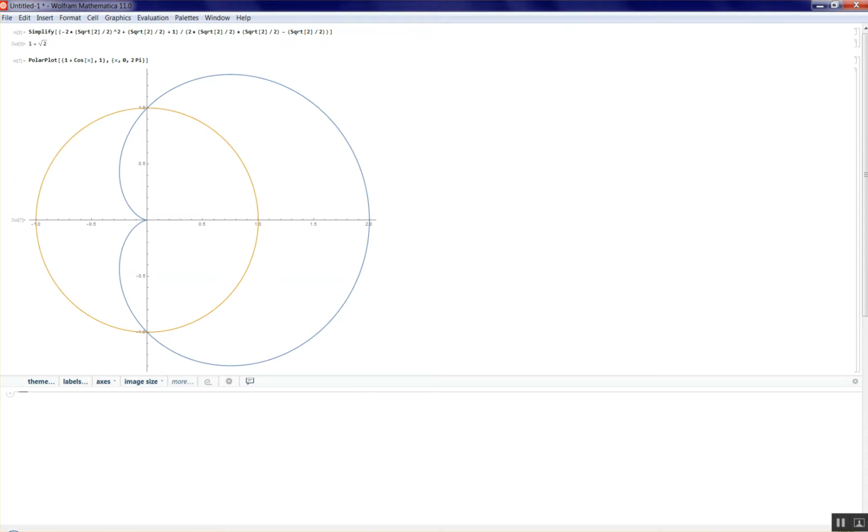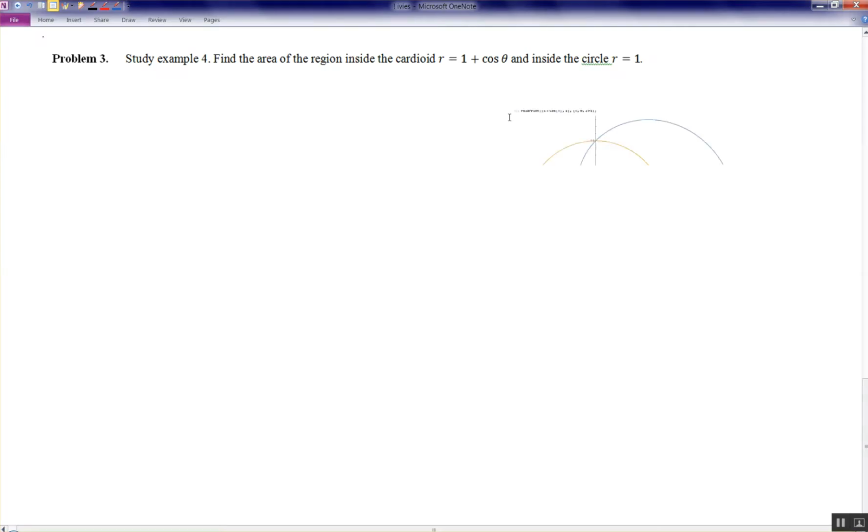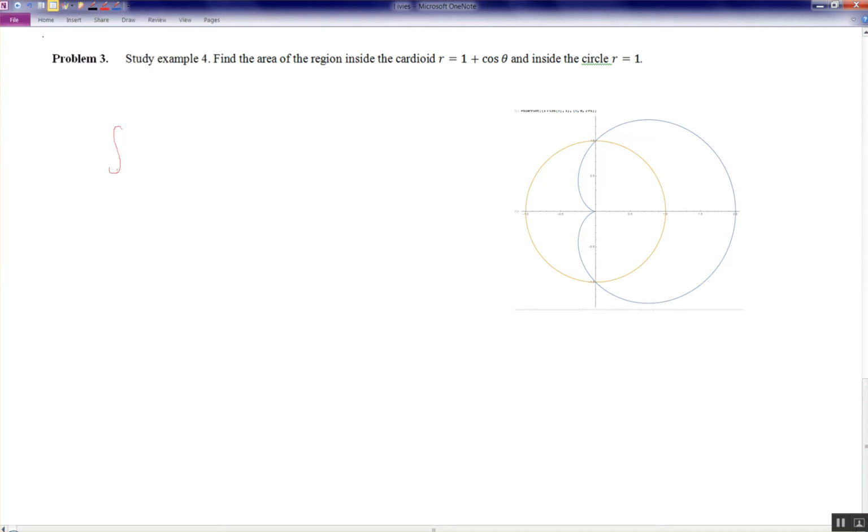So with that, let me copy this graph to here, just for convenience. Okay, so to find this area, I'm going to set up my integral using the angle from pi over 2 to pi, and this is for this slice.